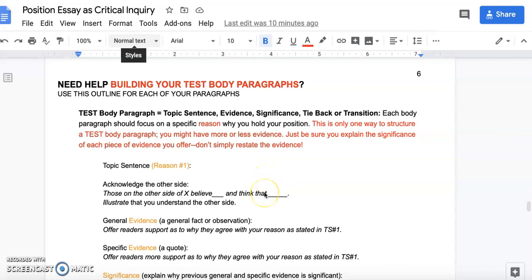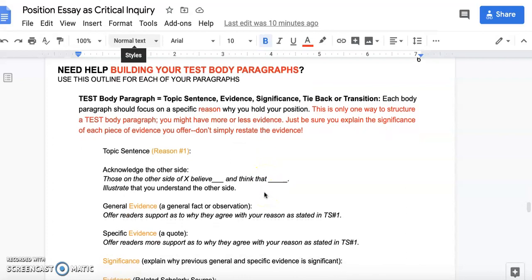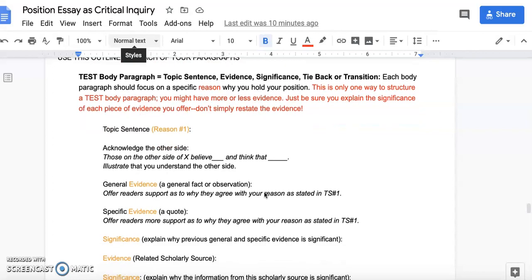So I've given you guys here a model that you can use for the position as critical inquiry essay. This one's going to be a little bit different. We're going to use the TEST model, but we're going to have this other little piece in here, which is where we talk about what the other side believes. If you're using the TEST model for a different type of writing situation, you might not have this little part in here where you're acknowledging the other side. This is particular to a position argument, so you'd be putting that only in position essays.